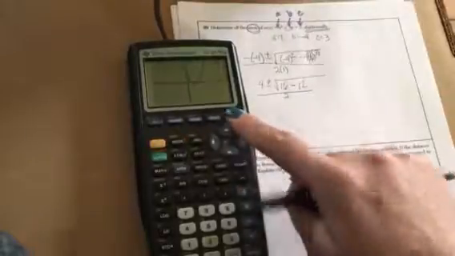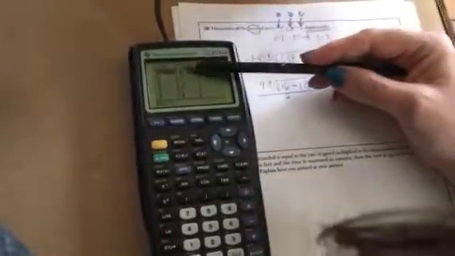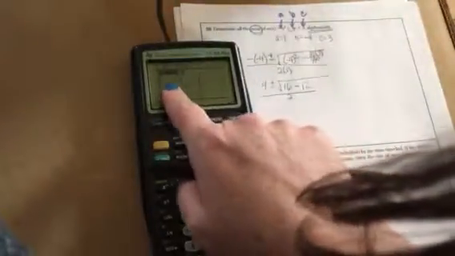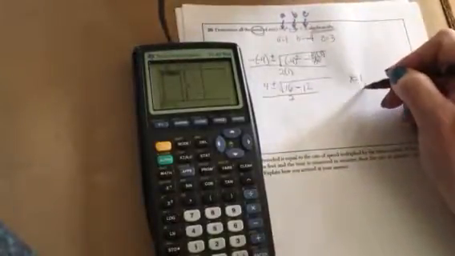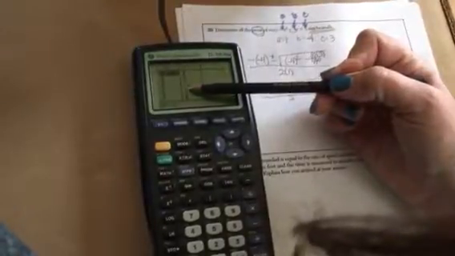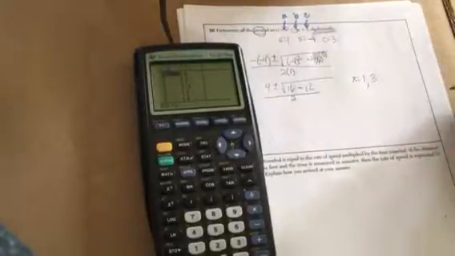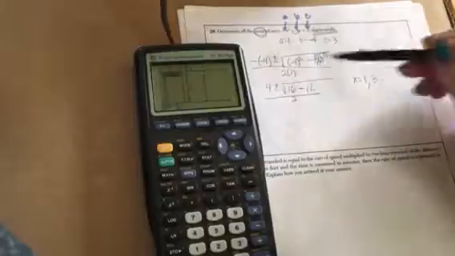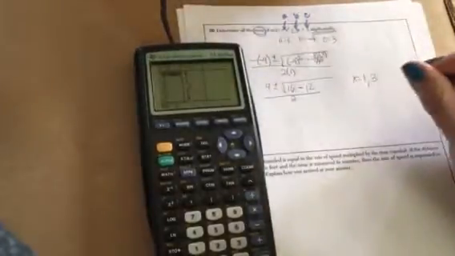I go to second table. I'm looking for where is the value 0. So I'm looking at the value. It's 0 here. That is when x is 1. So I'm going to put down x is 1, comma. I'm going to go here, look again. Here's another 0 when x is 3. Those are the two zeros or the two solutions. This is enough work to get credit for that, even though we really used our table.